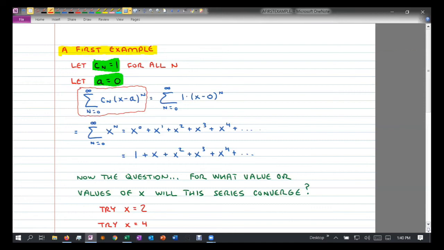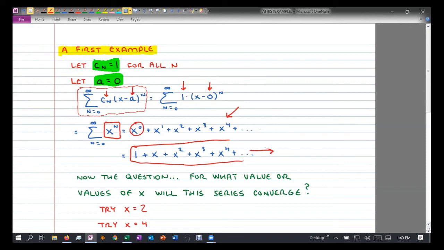Then that means that this C sub n never changes. As you plug in different values of n, it's always going to be 1. And the a right here is always going to be 0. So if this is 1 and that's 0, then that really just becomes x to the nth power. Do you all see that? Okay, I'm going to assume yes. And then replacing n with 0, then 1, then 2, we get this right here. And of course, x to the 0 is 1, so that gives us this. And it goes forever, of course.